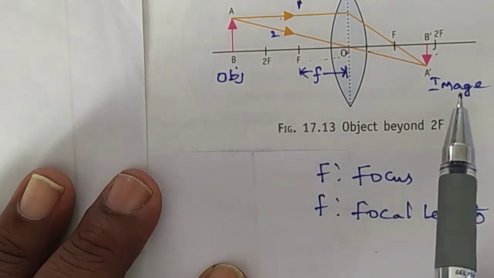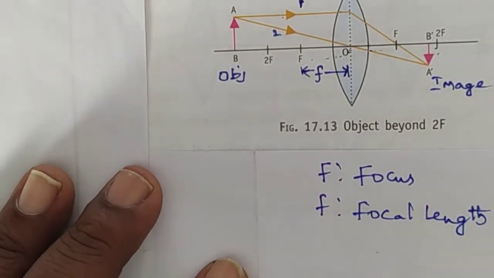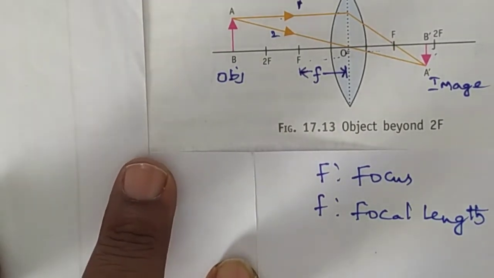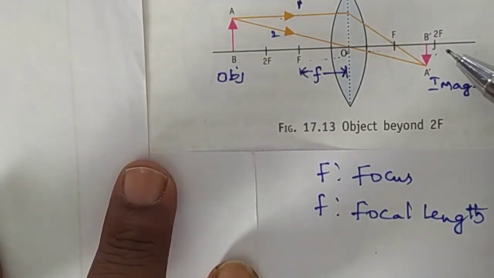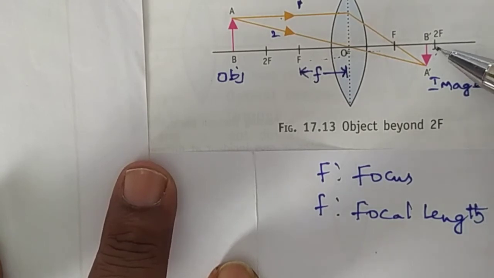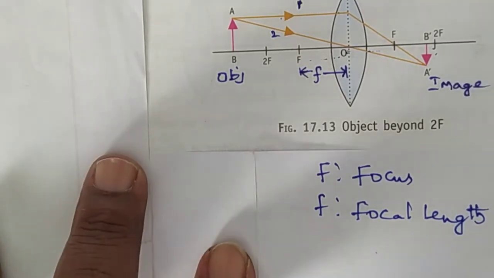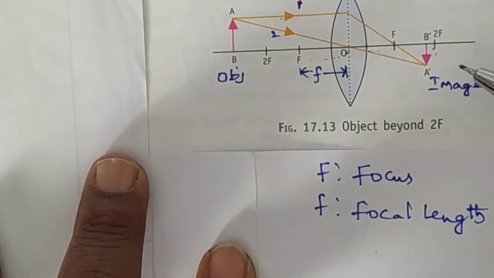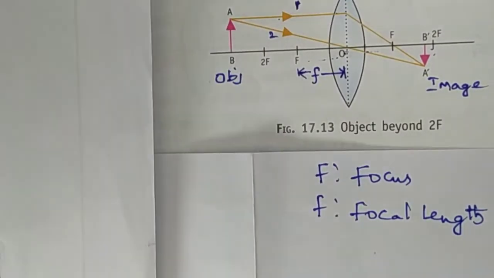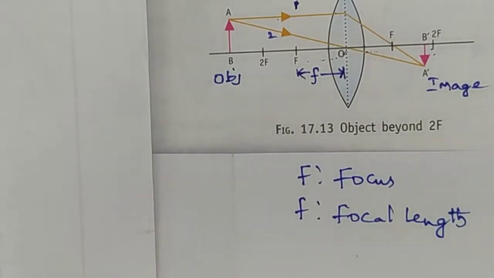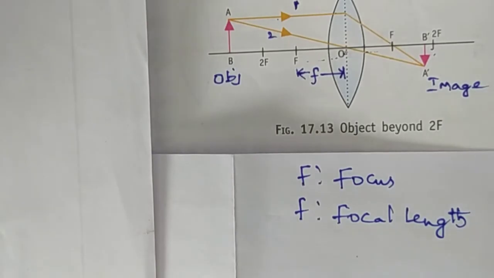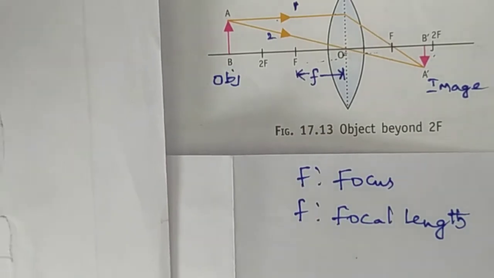These are the points to be noted. What are the two points? The first point is regarding the size: the size of the image is decreased. And the nature, meaning is it real and inverted or virtual and erect? Here it is a real and inverted image. So that is the second condition, when we keep the object beyond 2f. Next, coming to the next one.